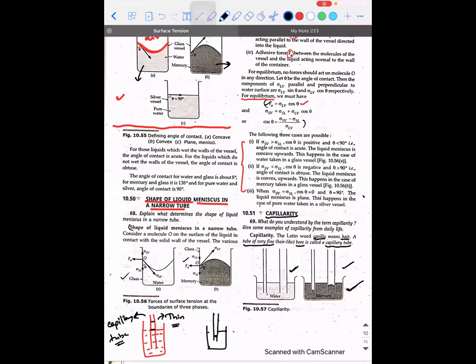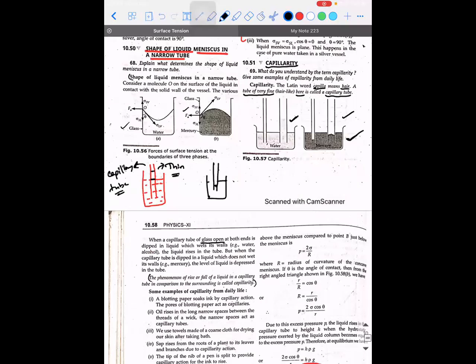So listen to this. When a capillary tube of glass open at both the ends is dipped in a liquid which wets its walls, so example of a liquid which can wet the wall is what? Water or alcohol. Then the liquid will rise in the tube. But when the capillary tube is dipped in a liquid which does not wet its wall, example is mercury, then the level of liquid in it will get depressed.